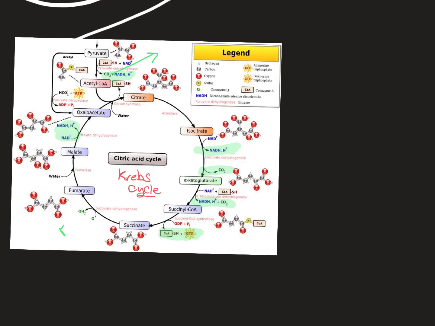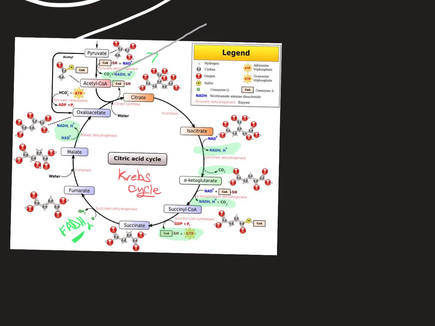We're getting FADH2. That is another electron carrier, like NADH. So when we look at what we're gaining here, those are all the things we're gaining. And the CO2, the carbon dioxide, is going to come out.